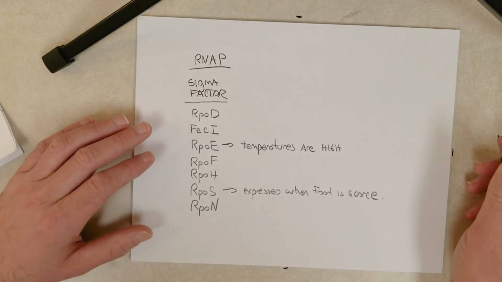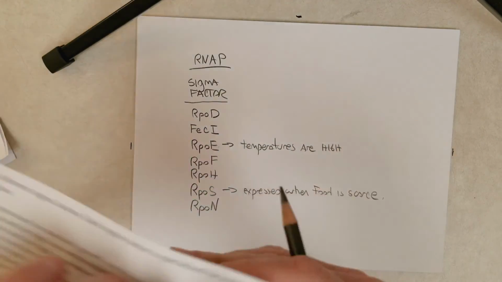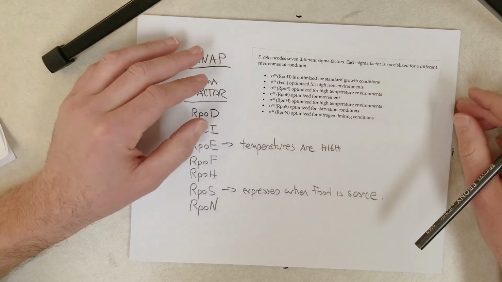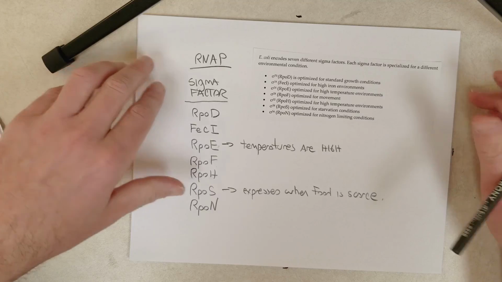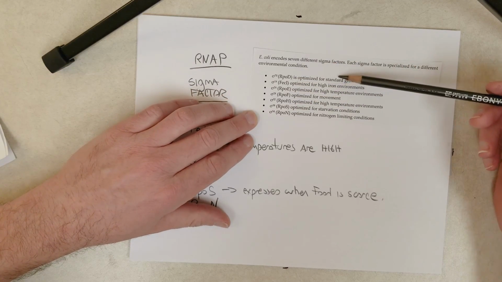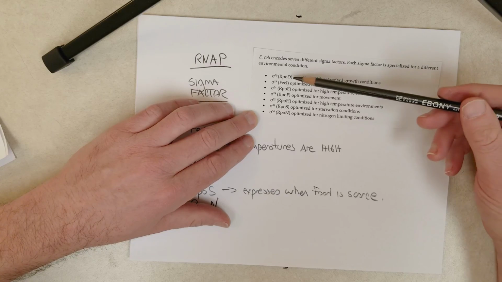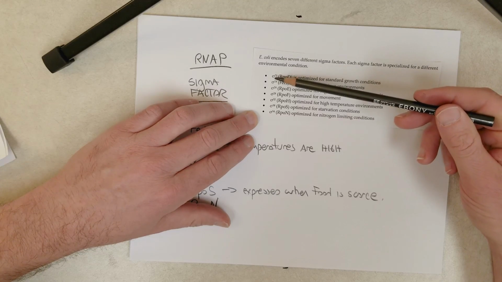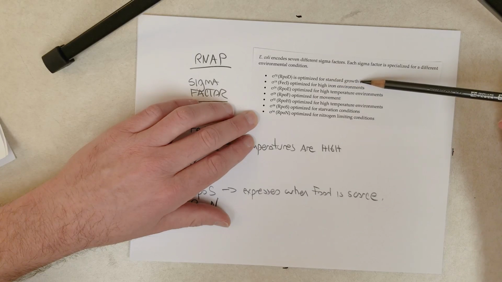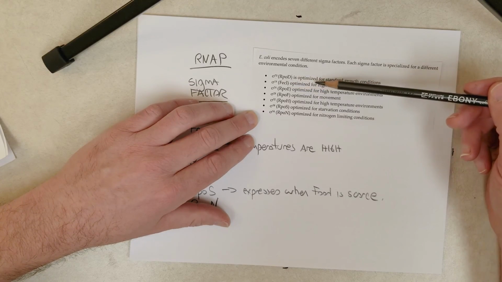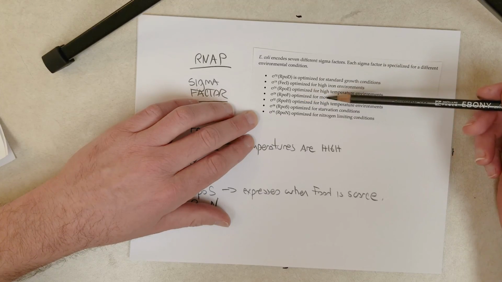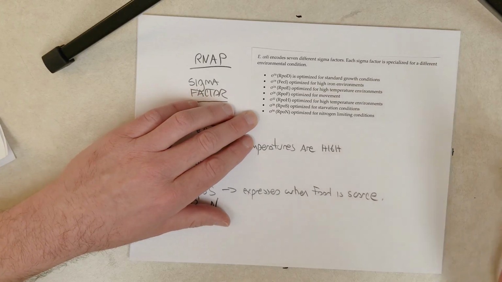Okay, so why would E. coli do that? And I have this right here, from the notes that are available on ReggieNet. So 7 different factors, and each one is optimized for a different condition. So RPOD, which is sigma factor 70 here, is optimized for standard growth conditions. This one is optimized for high iron environments. This one is optimized for movement, if it has to move.